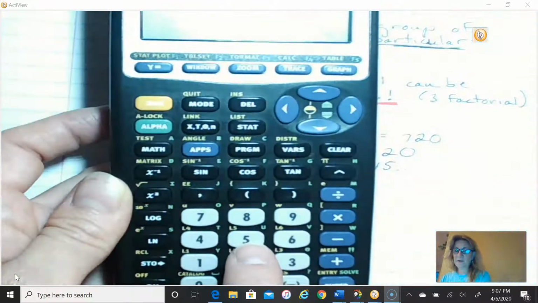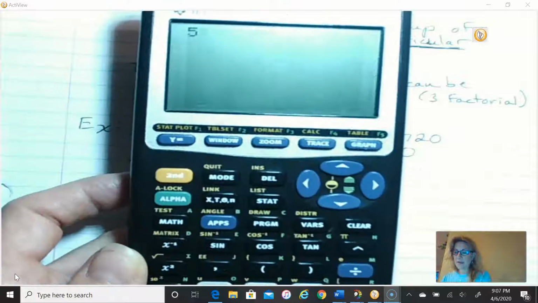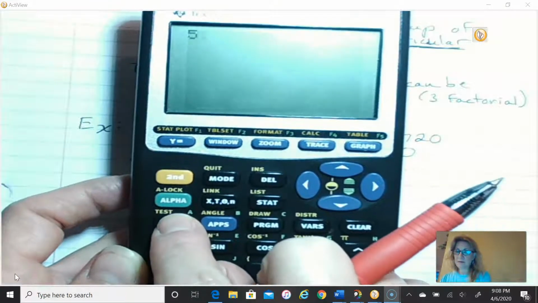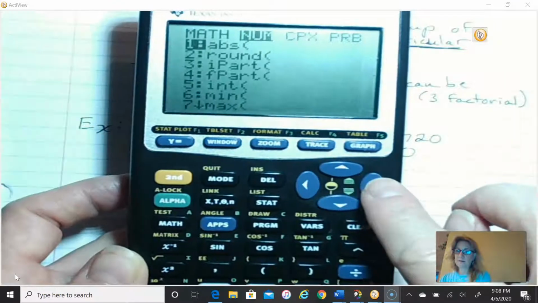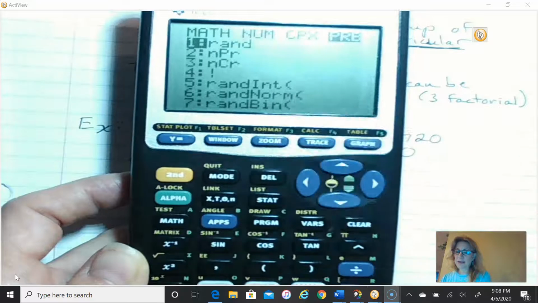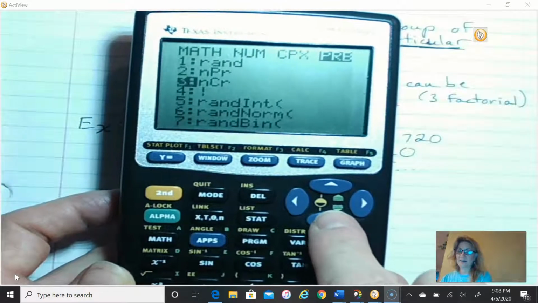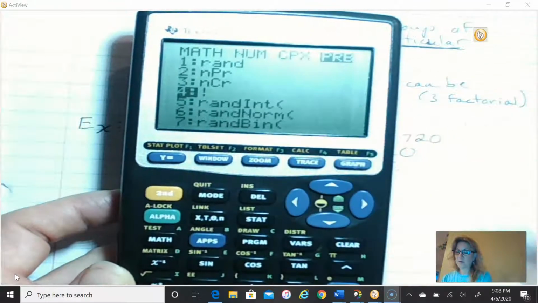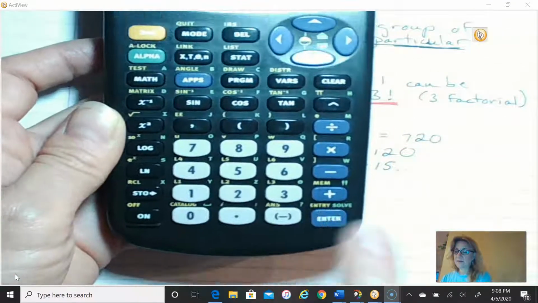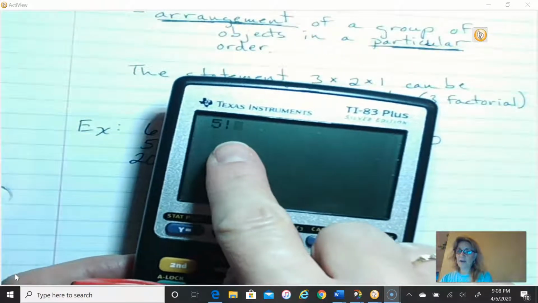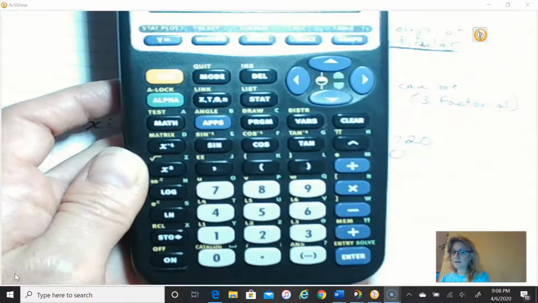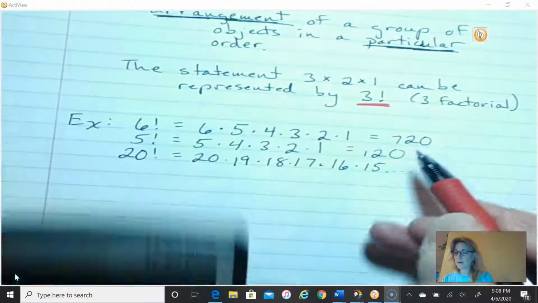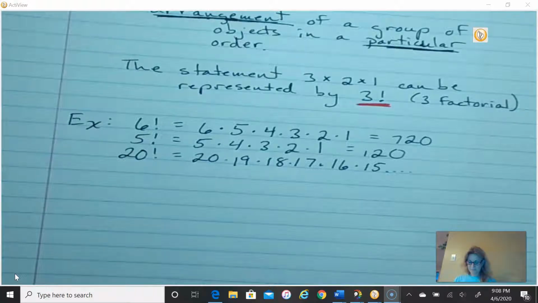I'm going to hit 5. And then math. See, you have math, but we want to get PRB. And you can actually just press number 4, but just in case, I just go down like this to the factorial. Hit enter. You get 5 factorial. Hit enter again. 120. Okay, that's enough of that.